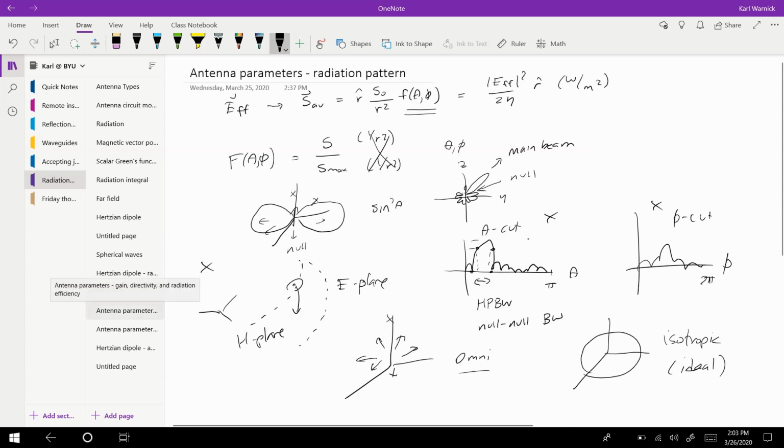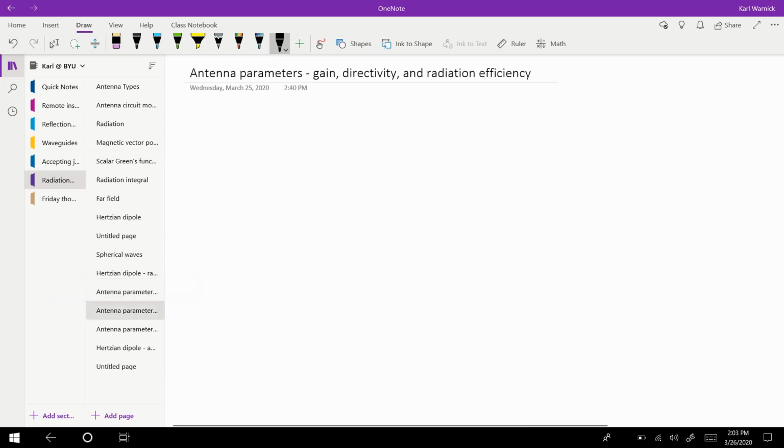Now we'll try and be a little more quantitative about this. We can measure how peaked the main lobe of the pattern is, how small the side lobes are, using quantities called directivity and gain. And we'll also introduce radiation efficiency. So the directivity: we go back to the power density, take the maximum value, and divide that by the radiated power over 4 pi r squared.